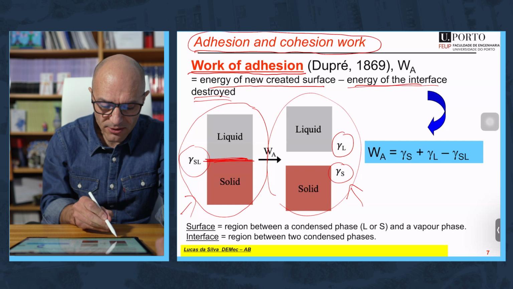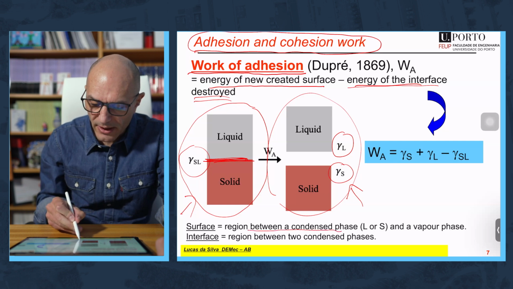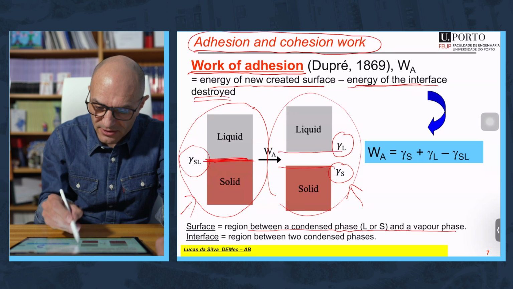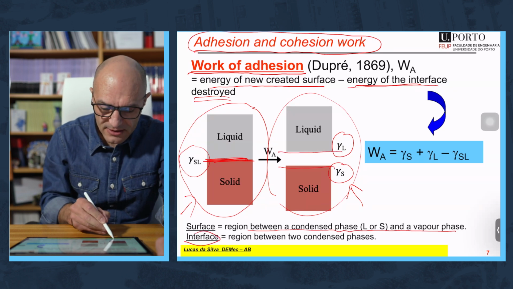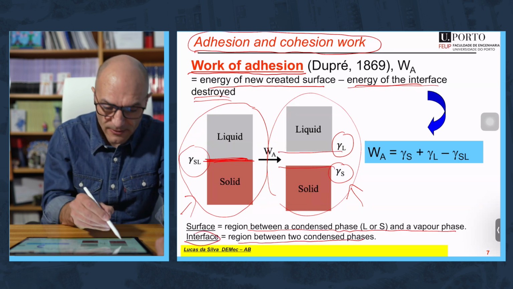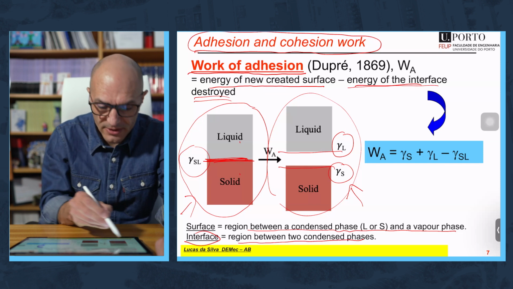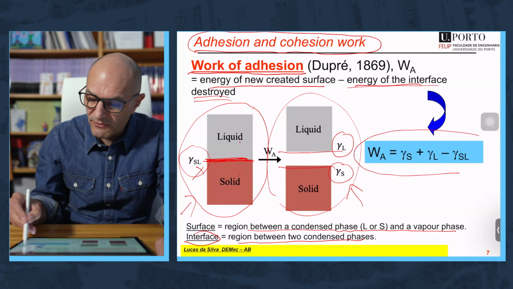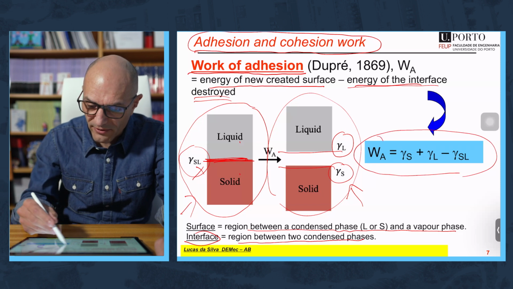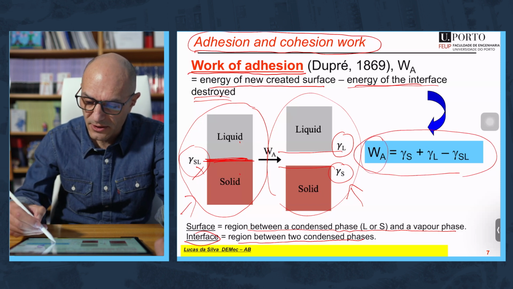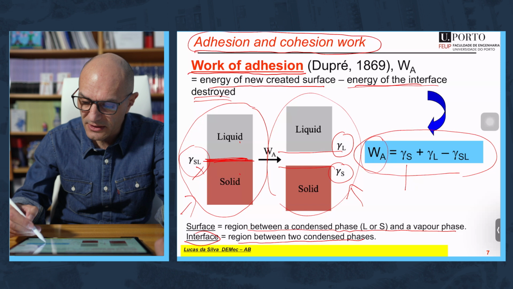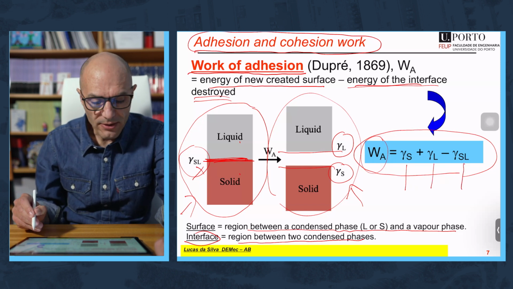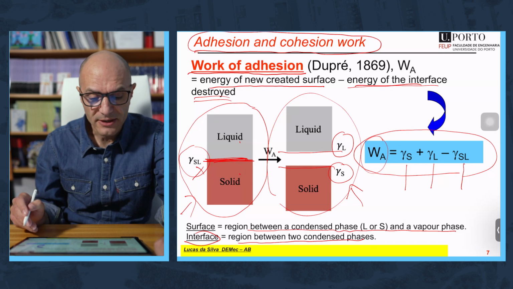I remind you that a surface is a region between a condensed phase and a vapor phase. So you have here a surface, you have another surface here. What's an interface? Region between two condensed phases, between liquid and solid. For example, here you have an interface. In mathematical terms, what we just said is this: the work of adhesion is equal to the surface energy of the solid plus the surface energy of the liquid minus the interface energy.